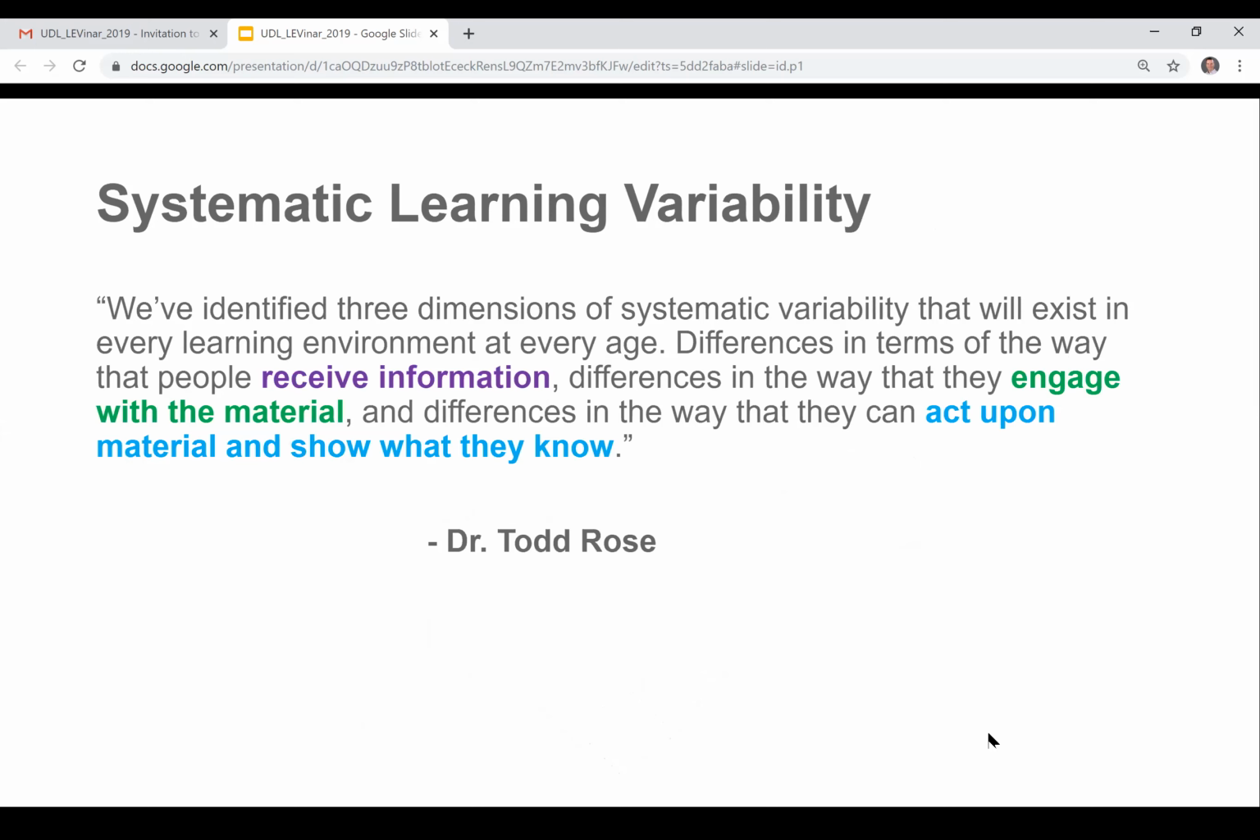Researchers at CAST, led by Dr. Todd Rose, have identified 3 dimensions of systematic variability that will exist in every learning environment at every age. Differences in the way that people receive information, differences in the way that they engage with the material, and differences in the way that they can act upon the material and show what they know.